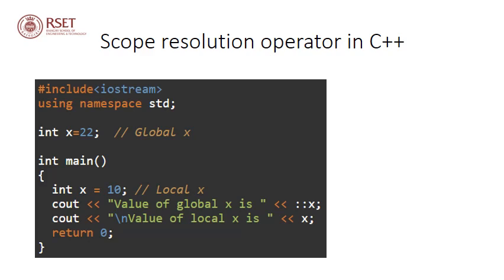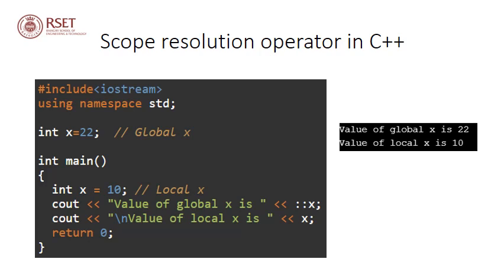In C++, we have something called a scope resolution operator, which will help us once again access the value of the global variable X. If you execute the statement cout, value of global variable is, and use the scope resolution operator preceding X, it will help us access the global variable X, and the program will print the output as value of global variable X is 22. If you do not use the scope resolution operator, then it will simply print the value of the local variable, 10.